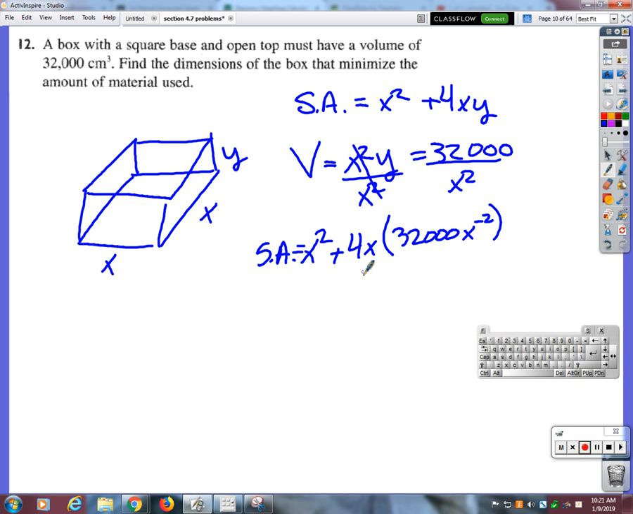Well, we can simplify that, obviously, a little bit. What's 4 times 32? Okay, so that's 128,000. And then what's x times x to the negative 2? What do you do with the exponents? Add them, so x to the negative 1. All right? How do you guys feel about that first part of the problem? Draw a picture, put some variables in there, solve for one, plug it in.